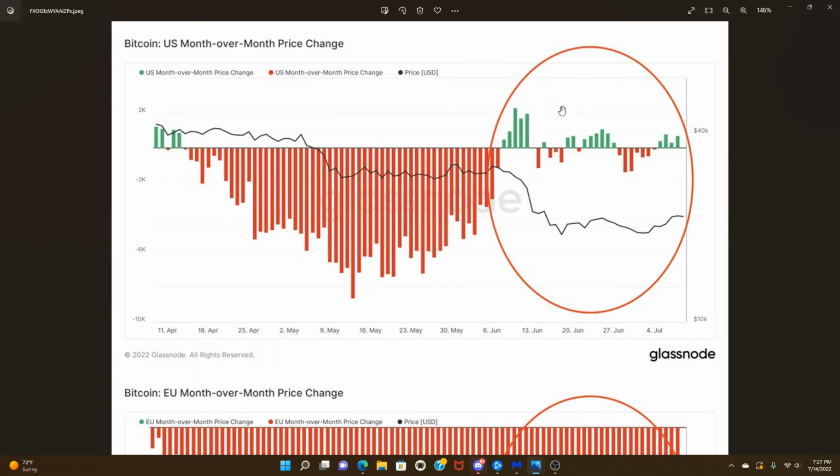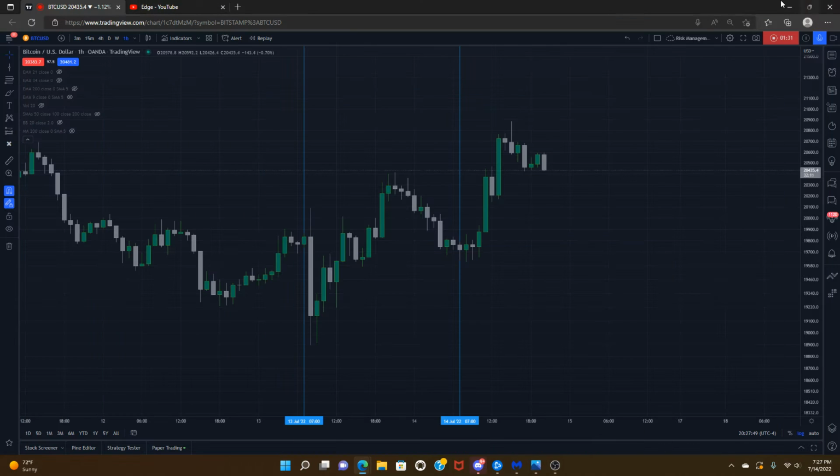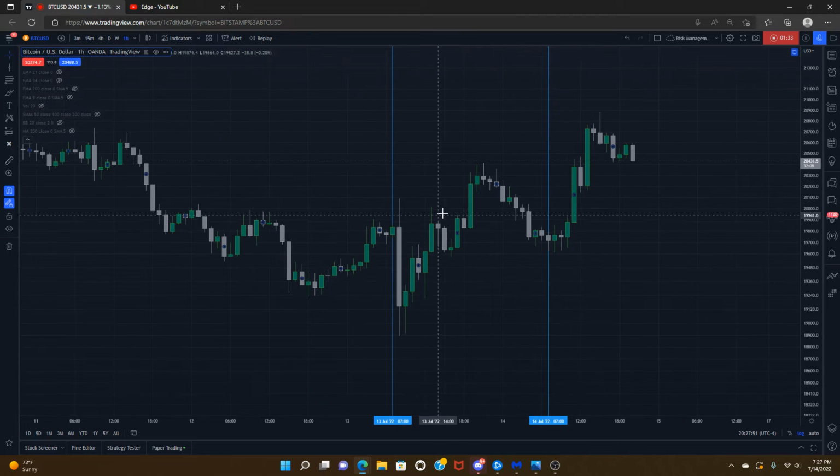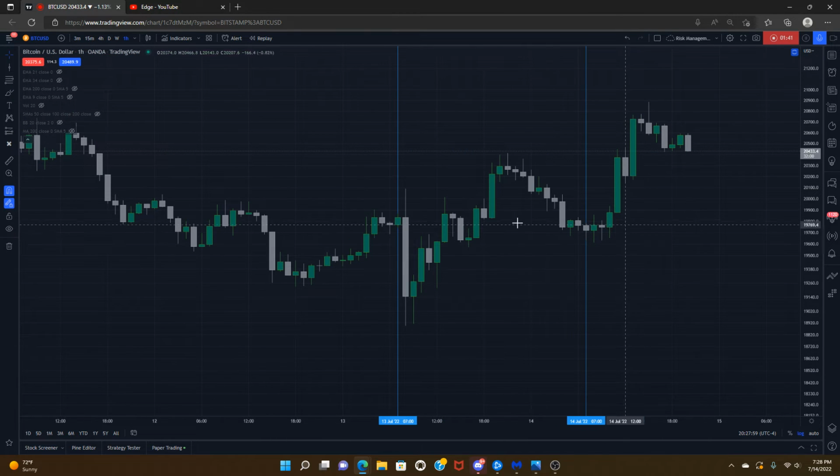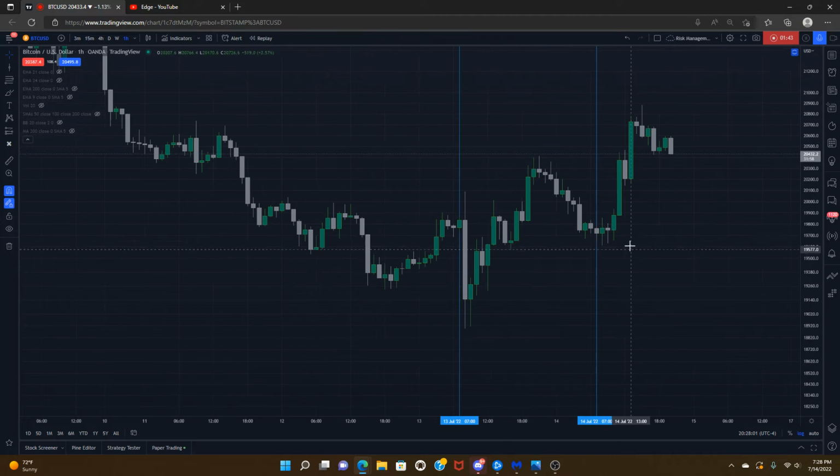That would be roughly 7:30 New York time. 7:30 New York time is when the open outcry at the New York Stock Exchange opens, and the big block orders hit the market. So if we go here, I've marked that off on the chart here. So you can see 7 a.m. New York time. Just set the trading view to New York time.